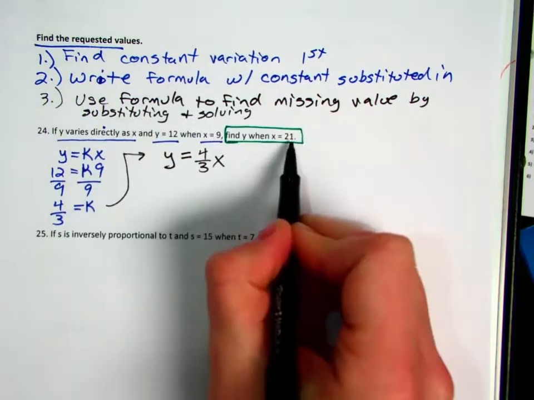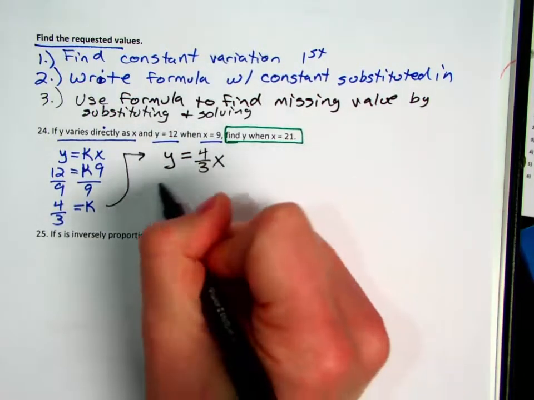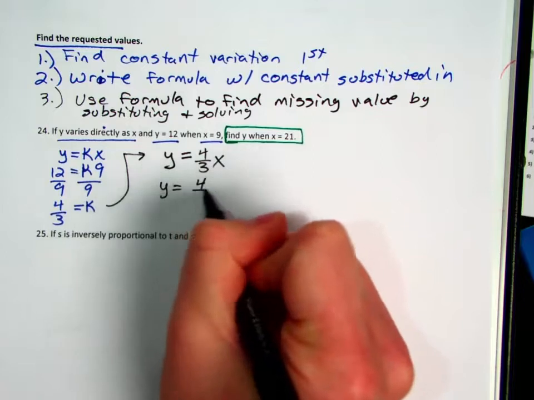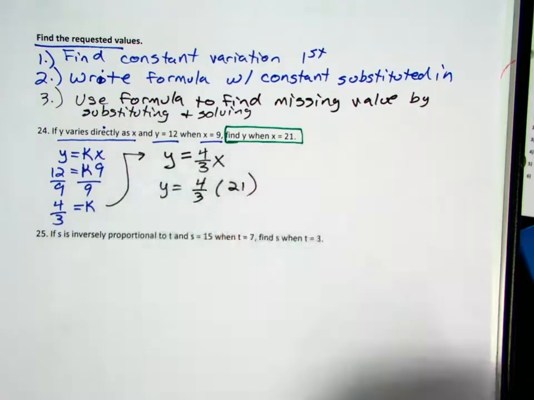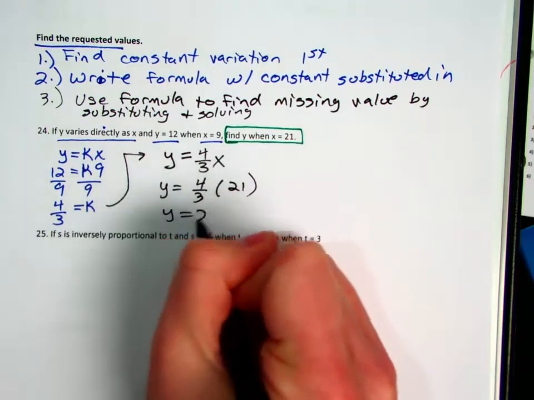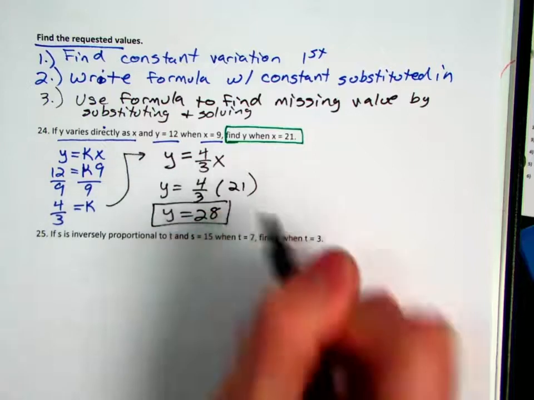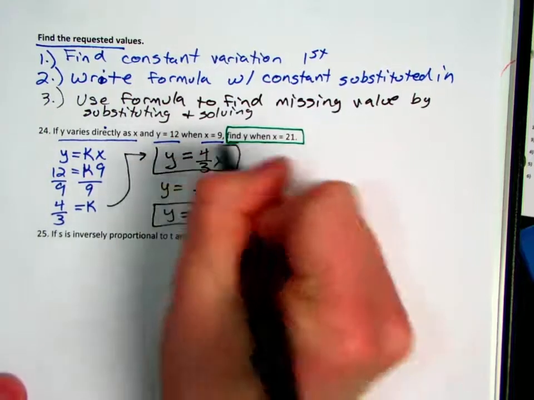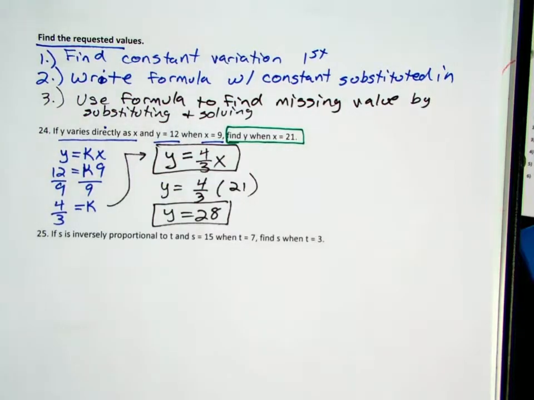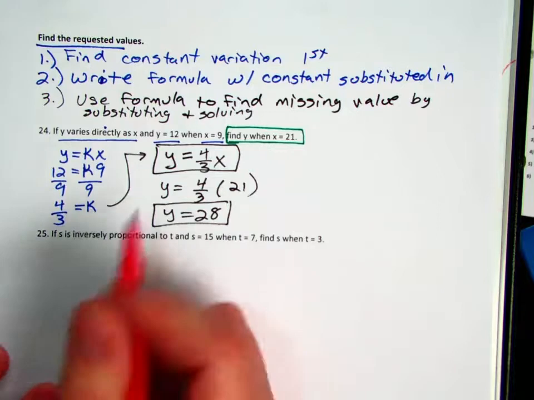So I'm going to take 21 and put it in place of the x, and I don't know y. So y equals 4/3 of 21, and 4/3 of 21 is 28. So I found the missing value, and I found the general formula with the constant of variation plugged in. You can pause the video if you would like, and then check to see if you did 25 correctly.